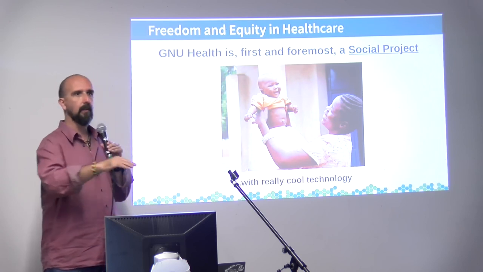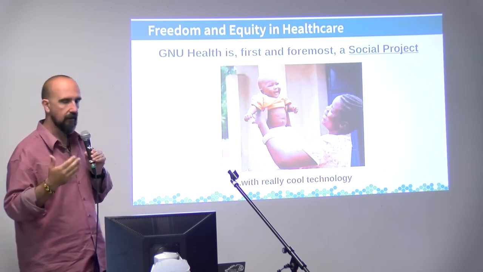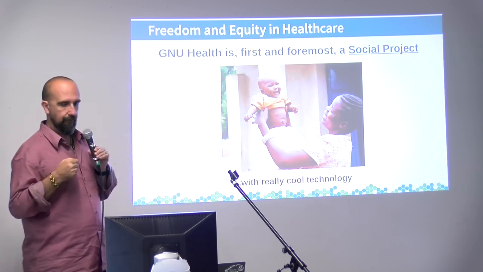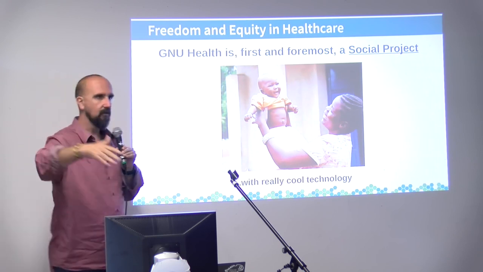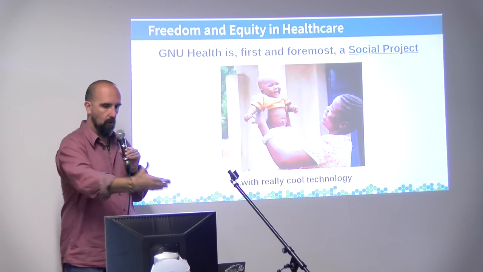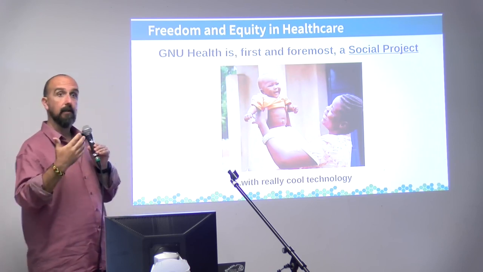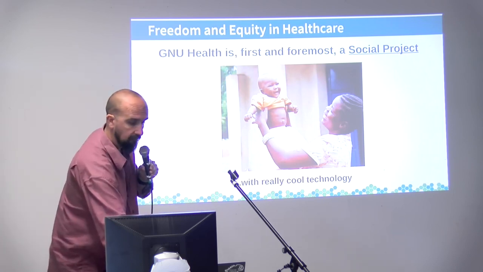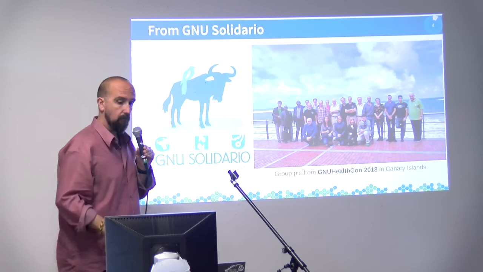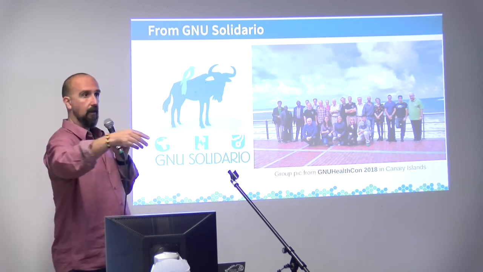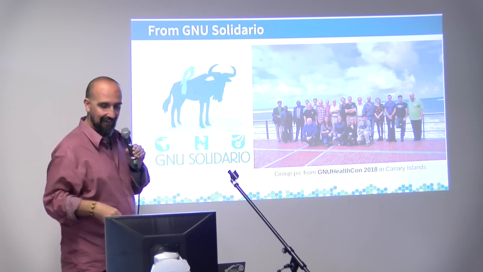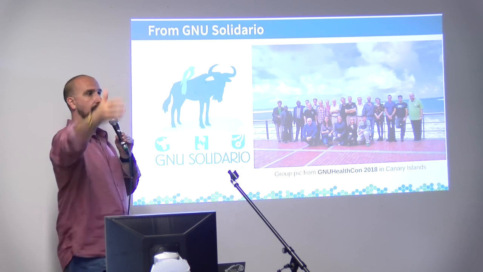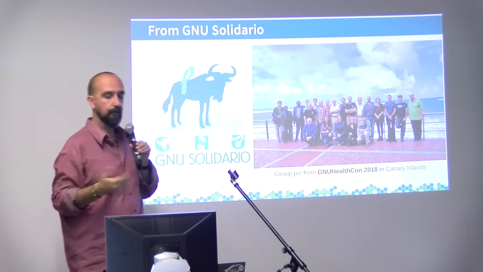So technology is very important, but it's just a tool. Okay, and this is very important because most of us here are either computer scientists or something related to that, and it's very good to work with programming, but we need to have a goal at the end of the day to know what we're doing. This is part of the team. Some of us are here already, and GNU Solidario is the NGO that serves as an umbrella for the GNU Health project. Okay.